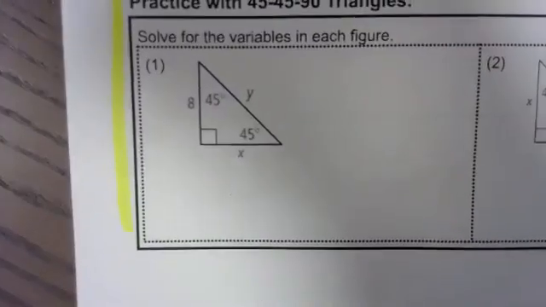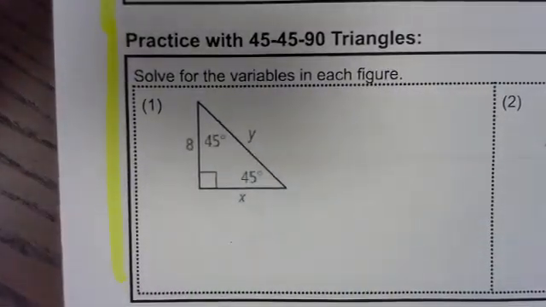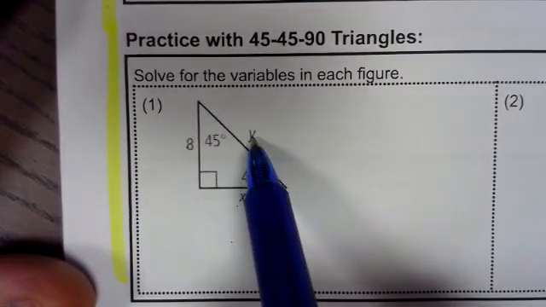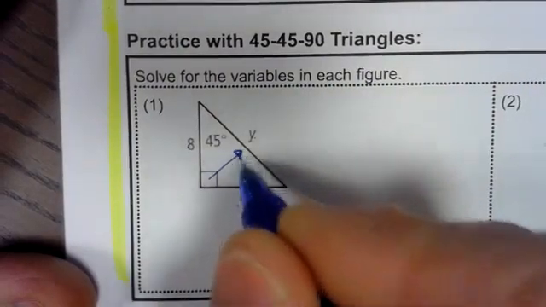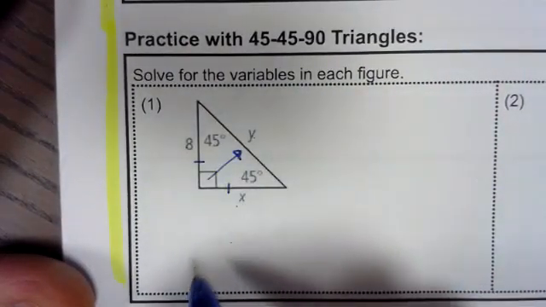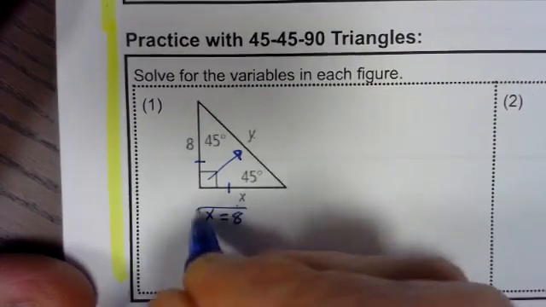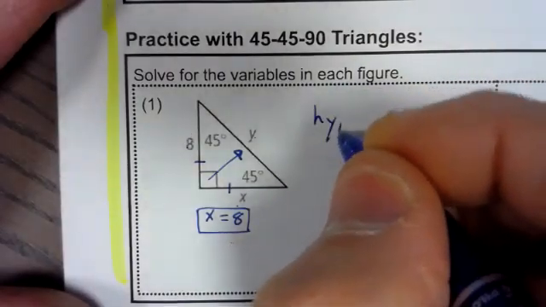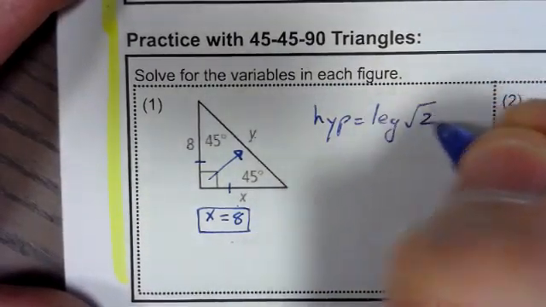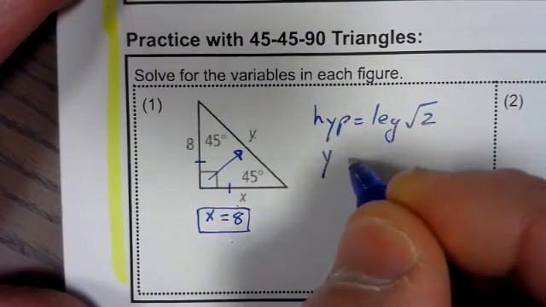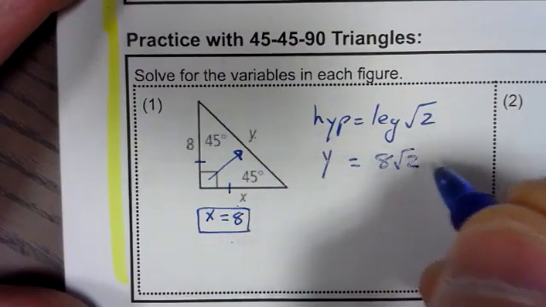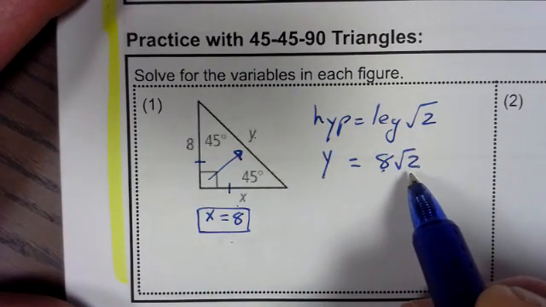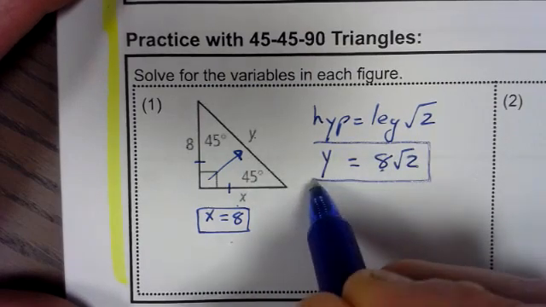Let's go ahead and jump into number 1. So number 1, I see here, I've got my leg, X, and Y. Now again, Y is going to be my hypotenuse. My legs are congruent to each other. That means simply that X equals 8. Great, that one's done. Now I know that Y is my hypotenuse, and my rule is hypotenuse equals leg root 2. Therefore, Y for my hypotenuse equals 8 root 2. Now I look at this and I say I've got 8 on the outside and root 2 on the inside. I can't simplify root 2, and I can't multiply them together, so I'm done.